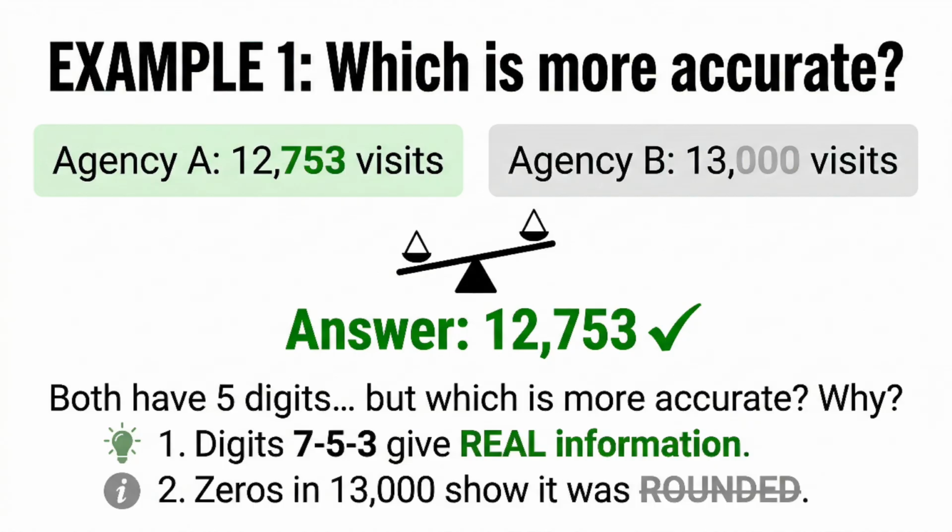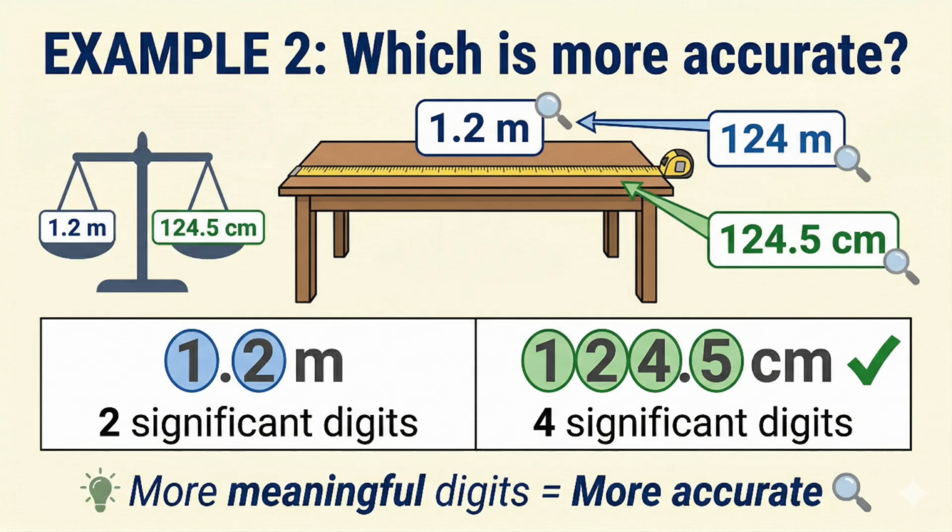Example 1. 2 agencies report visitor numbers. Agency A says 12,753 visits. Agency B says 13,000 visits. Both numbers have 5 digits. So which is more accurate? It's 12,753. Why? Because those last 3 digits, 7, 5, 3, give us real specific information. The 13,000 has zeros because it was rounded. Those zeros don't tell us the actual count. So even though both have 5 digits, 12,753 is more accurate.